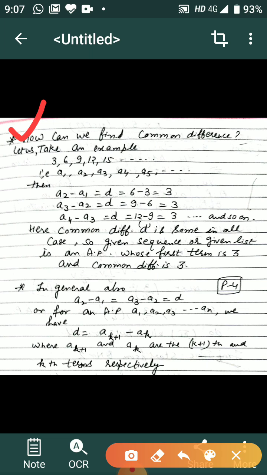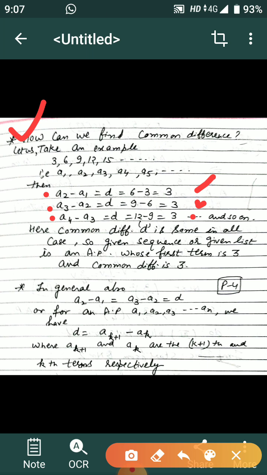If we take a2 minus a1, it becomes d. a3 minus a2 becomes d. And a4 minus a3 becomes d. Means here the common difference is the same in all the cases. So, for a given sequence, if the common difference is the same, the given sequence is an AP, otherwise it is not an AP.